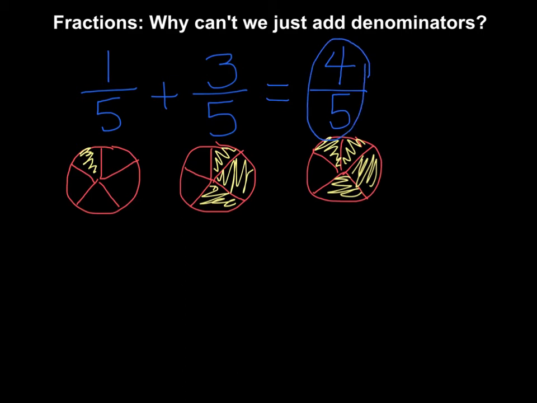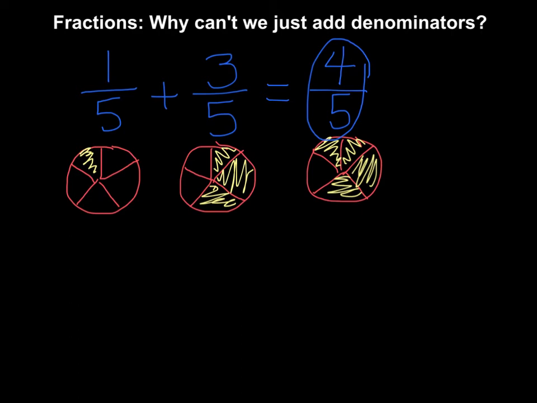And so what we see here is that our numerators add together, but the denominator that describes the size of the pieces stays the same. Just because I put 2 things together doesn't mean they change size.